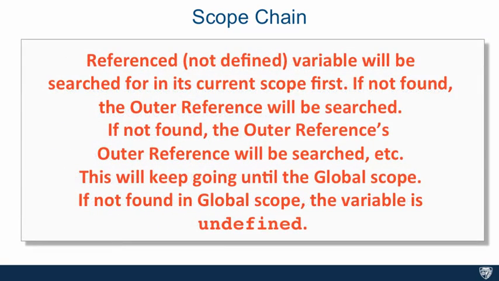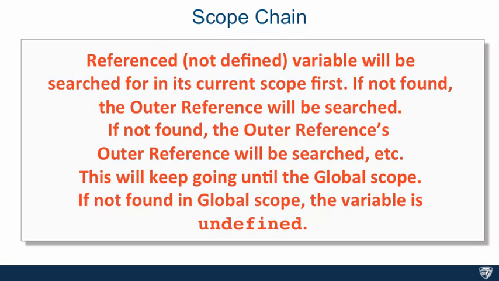So here's how scope chain works. A referenced, notice referenced, not defined, variable will be searched for in its current scope first. If not found, the outer reference will be searched. If not found there, the outer reference's outer reference will be searched, and so on. Now, this will keep going until the global scope. If not found in global scope, the variable is going to be undefined. Now, we'll discuss the special value undefined when we speak about JavaScript built-in types. But for now, just know that the variable undefined means it's just not found.